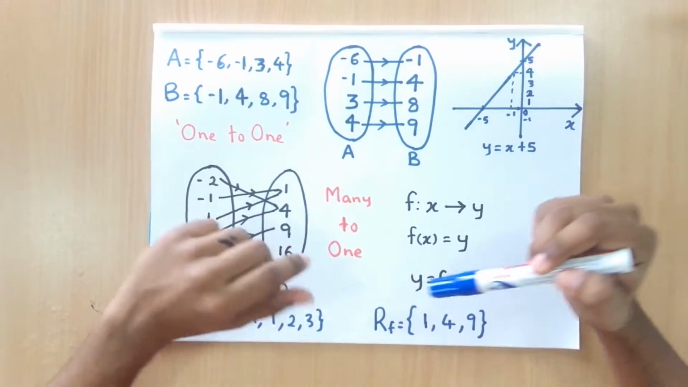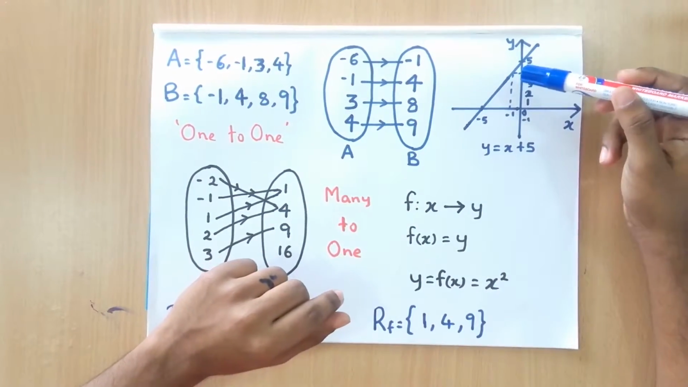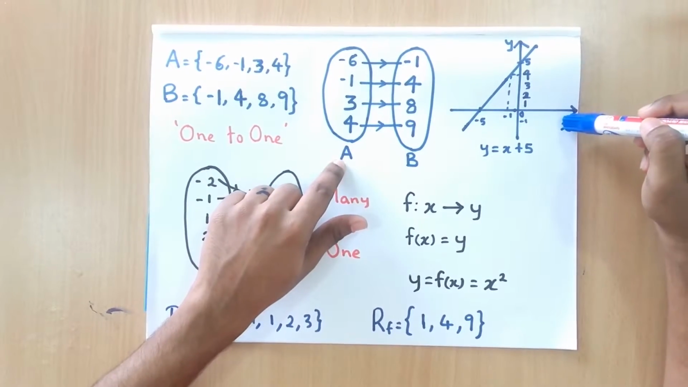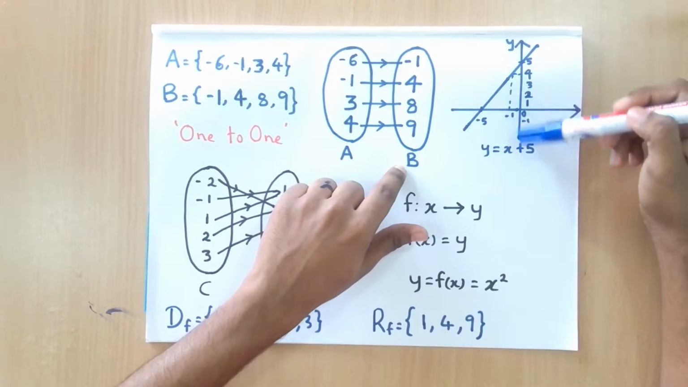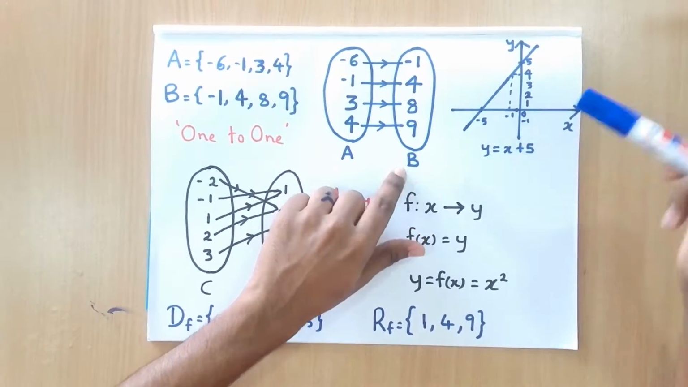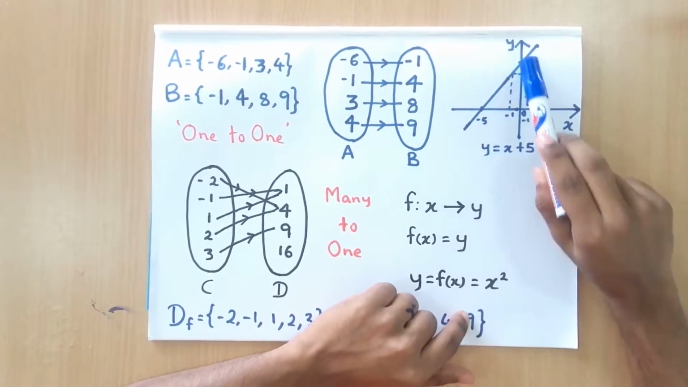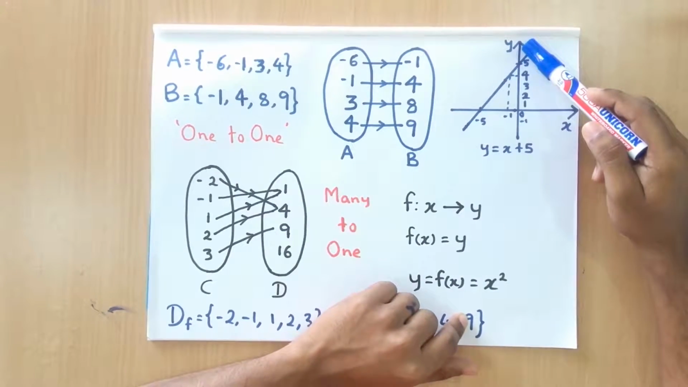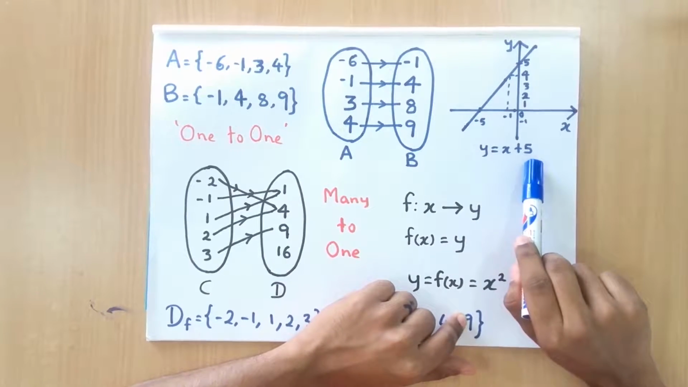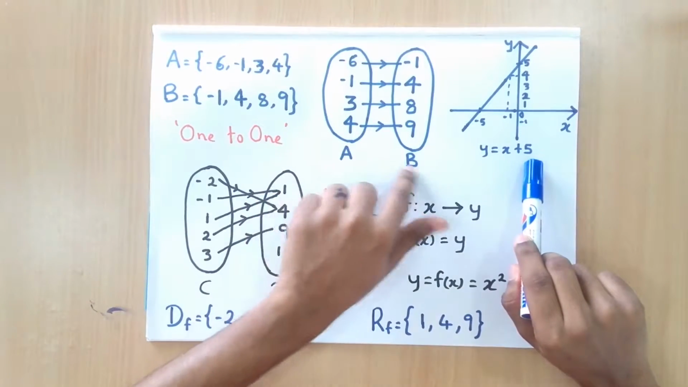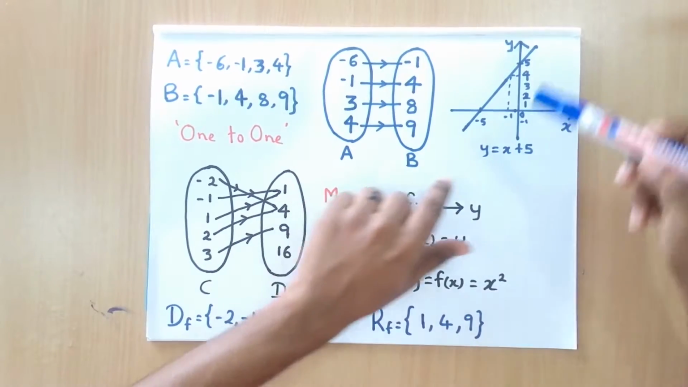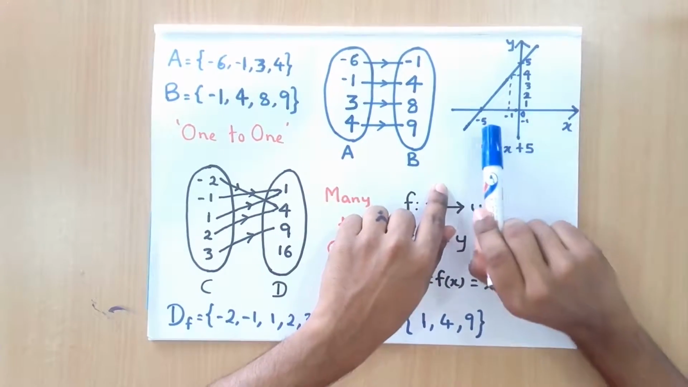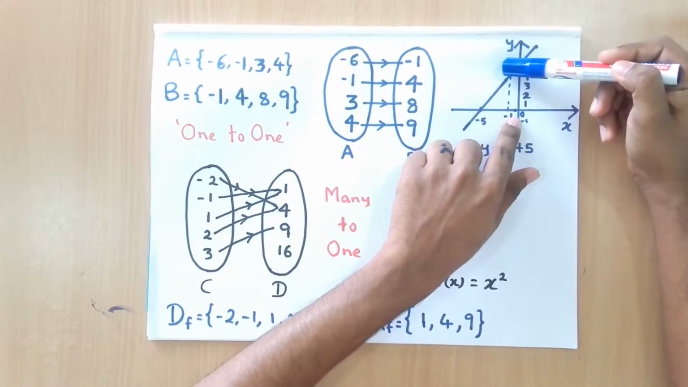We can plot this on a graph as follows, where set A represents the x coordinates and set B represents the y coordinates. So this would be y equals x plus 5. That would give us a straight line. This is the mathematical relationship of these two sets. Here we can also see that for every value of x, we have only one corresponding value of y.